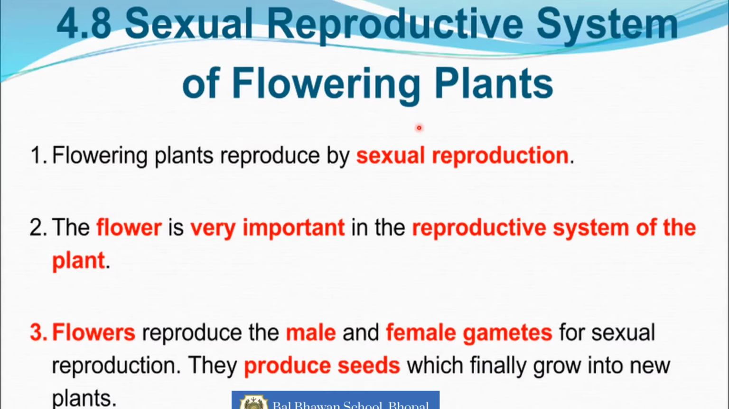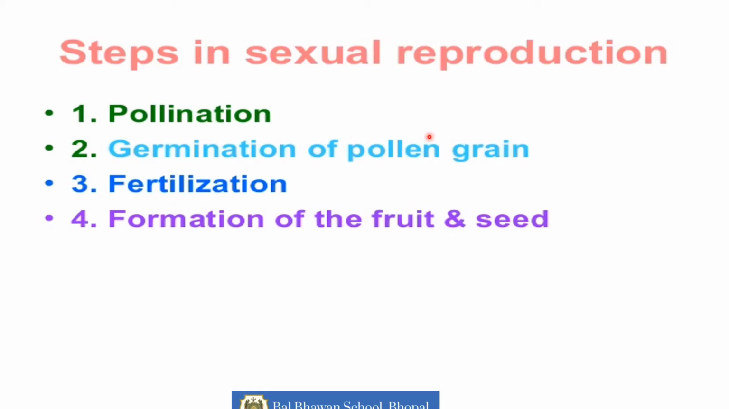Coming to the sexual reproductive system in flowering plants. Flowering plants also reproduce by means of sexual reproduction. And as we have already discussed, the flower is the main part of the plant which is involved in sexual reproduction. Flowers produce the male and female gametes, and these male and female gametes produce seeds which finally grow into new plants.